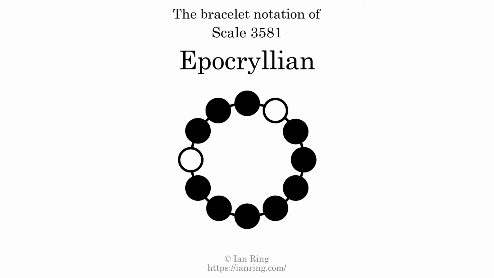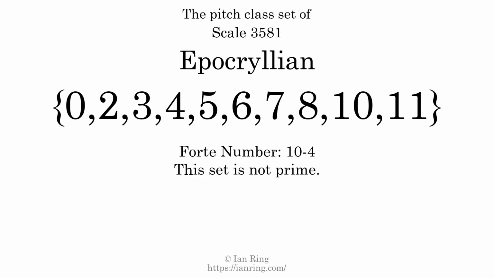This is a bracelet notation diagram of scale 3581. The shaded circles represent tones that appear in the scale, and they are read clockwise, starting at the top. The pitch class set for this scale is 0, 2, 3, 4, 5, 6, 7, 8, 10, 11. The forte class is 10-4. This set is not prime.